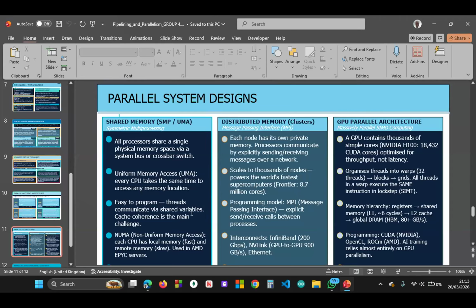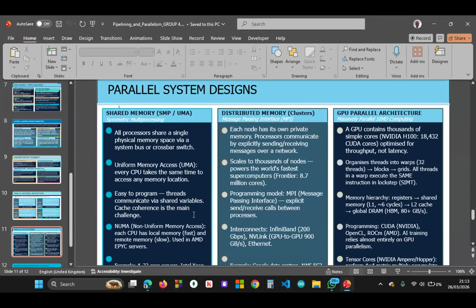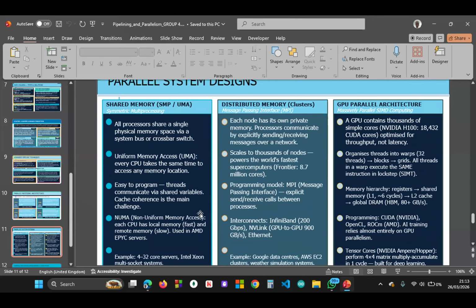non-uniform memory access, in short NUMA. Each CPU has local memory, fast and local, for example AMD EPYC servers. And distributed memory interconnect, InfiniBand 200 Gbps, NVLink. And GPU architecture programming: CUDA, example, NVIDIA; OpenCL; ROCm. AI training relies almost entirely on GPU parallelism.